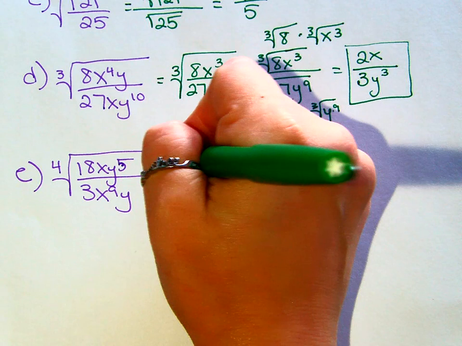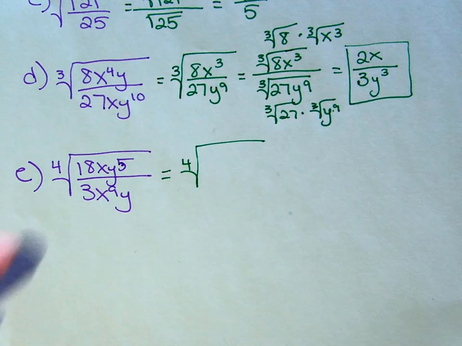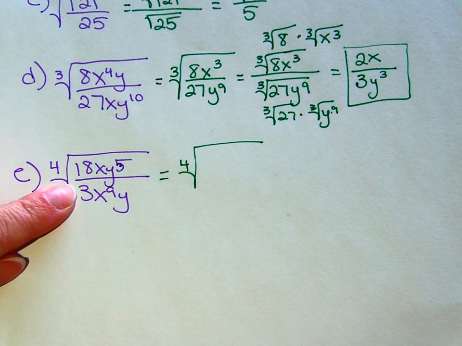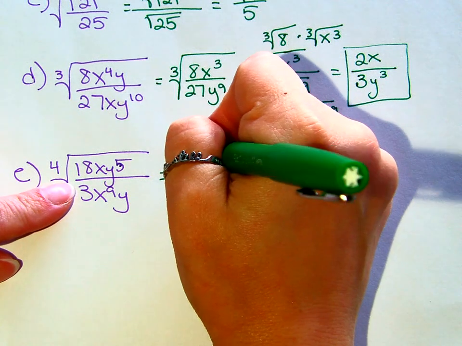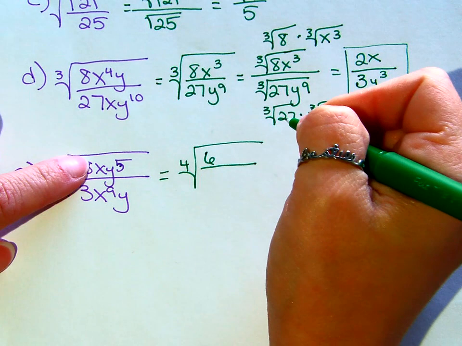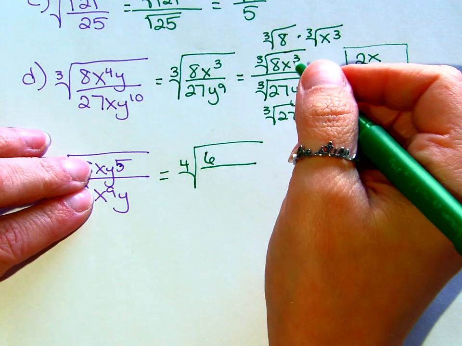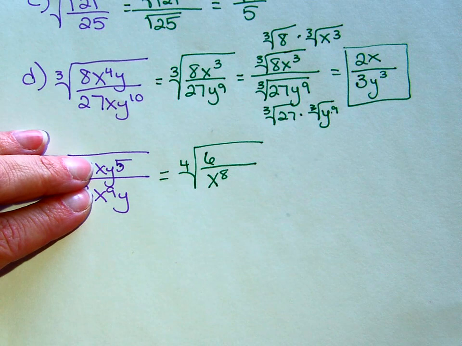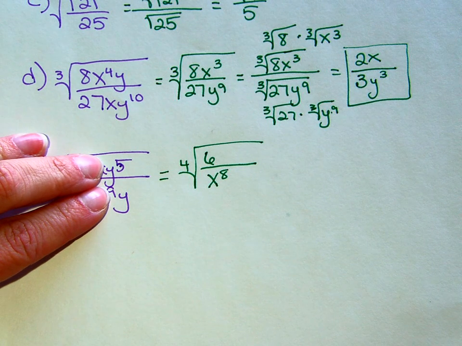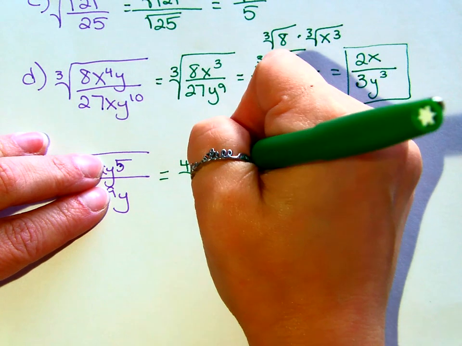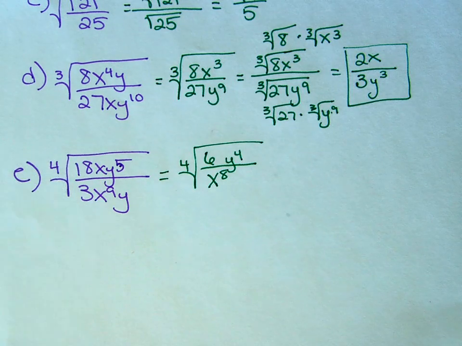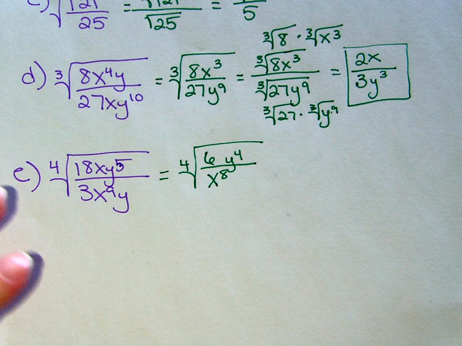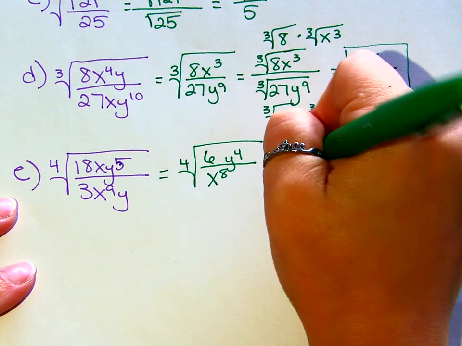18 divided by 3, that's 6, so I can put a 6 on top. Then I look at my x's. I have an x on top and an x to the 9th on bottom. That will leave me with x to the 8th on bottom. Then I look at my y's. I have y to the 5th on top over y. That'll leave me with y to the 4th on top. At this point, I would choose to split. So I'd have the 4th root of 6y to the 4th over the 4th root of x to the 8th.